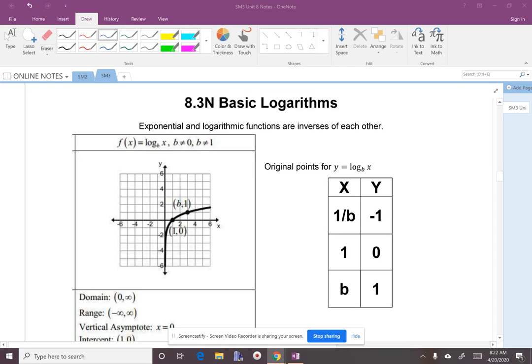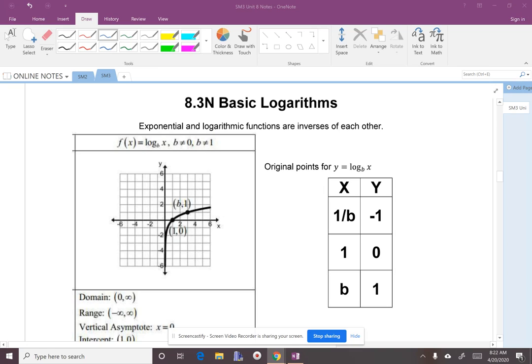Okay, so 8.3 is a lot like 8.2, at least the first part is. Remember, 8.2 was about exponential functions. So now we're going to talk about logarithmic functions, or logarithms. And the cool thing about exponentials and logarithms is they're inverses of each other. And the inverses mean that they invert their x and y values. So their properties are just inverted.